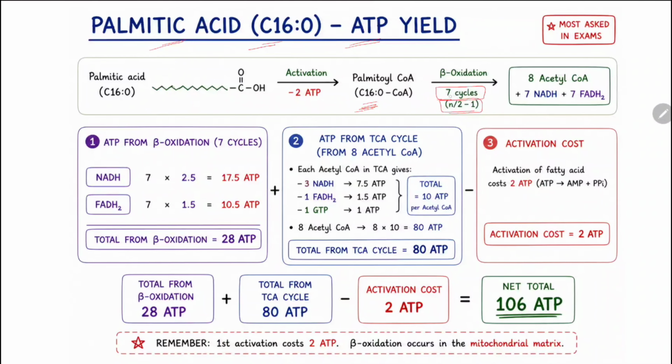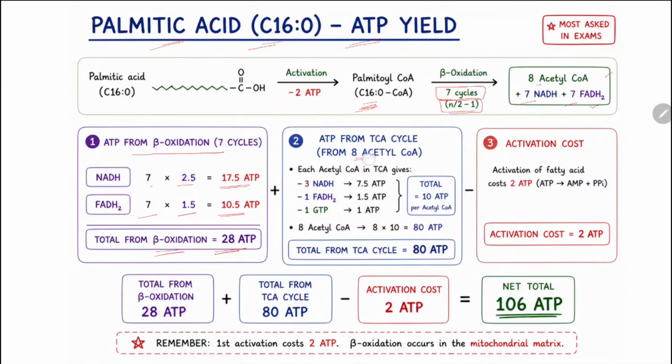With each cycle, we know that we will get 1 acetyl CoA, 1 NADH, and 1 FADH2. So it undergoes 7 cycles. It will give 8 acetyl CoA molecules, 7 NADH, and 7 FADH2 molecules. From beta oxidation, 1 NADH will give 2.5 ATP, that gives around 17.5 ATP. 1 FADH2 will give 1.5 ATP, so that will give around 10.5. So total from beta oxidation we have 28 ATP.